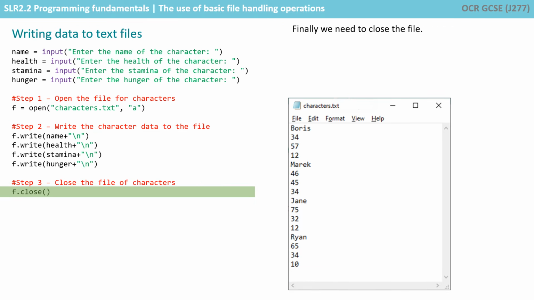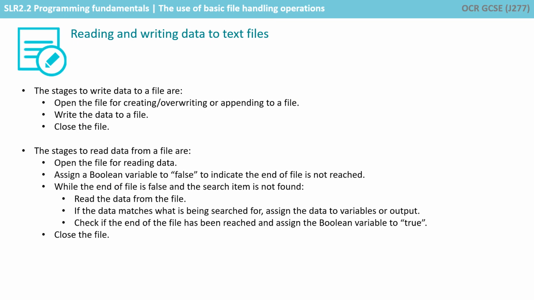Just like when we read to the file, once we're done, we close the file and you do f.close. So just to recap, the stages to write data to a file are open the file for creating or overwriting or appending to a file, write the data to the file and close the file.